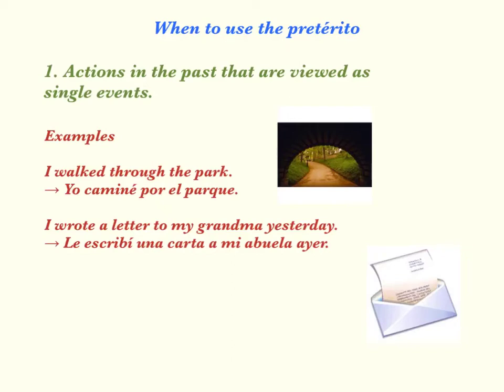I wrote a letter to my grandma yesterday. Le escribí una carta a mi abuela ayer. Did it one time, it was a single event, and it was done in the past, and I used my preterite conjugation. Also notice the indirect object pronoun. Can use those in the past tense as well. Notice we have an AR verb here and an IR verb here. Again, single events. That's our first rule. Let's look at another rule.